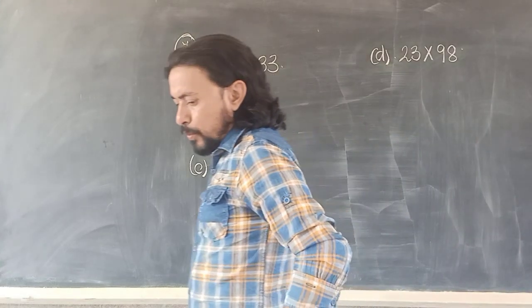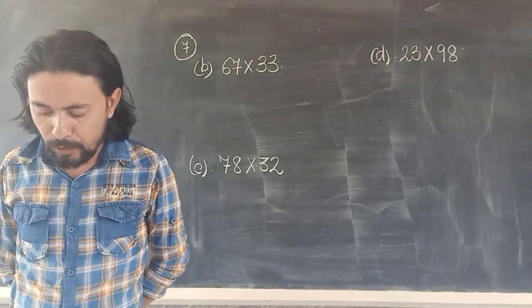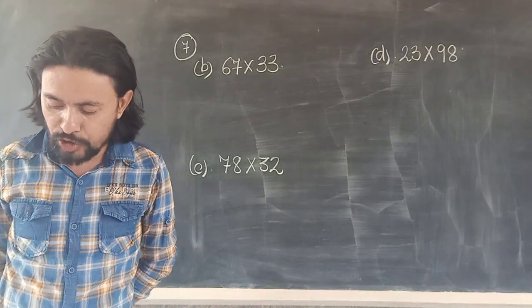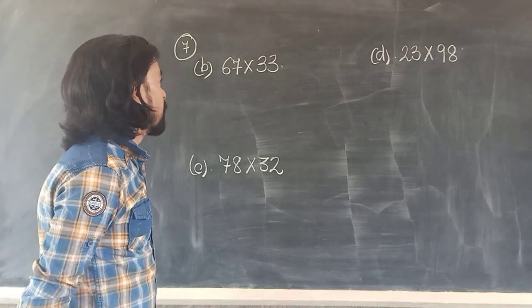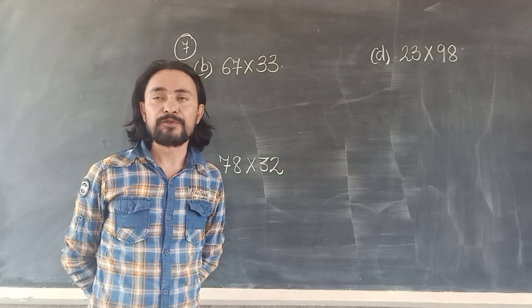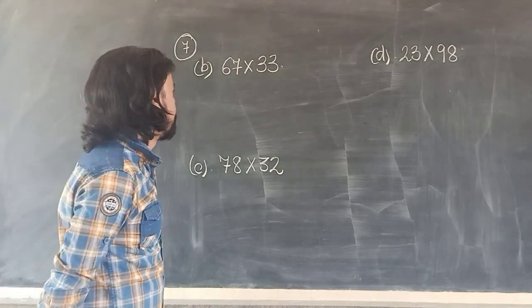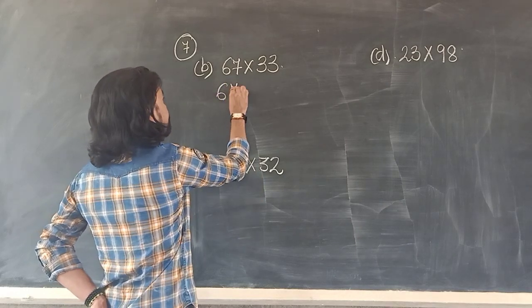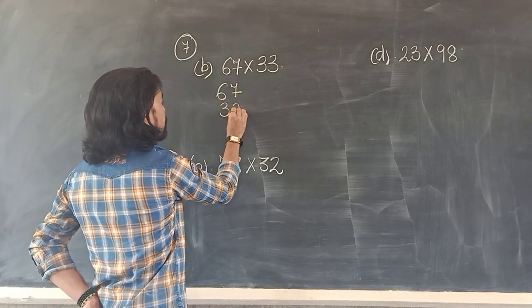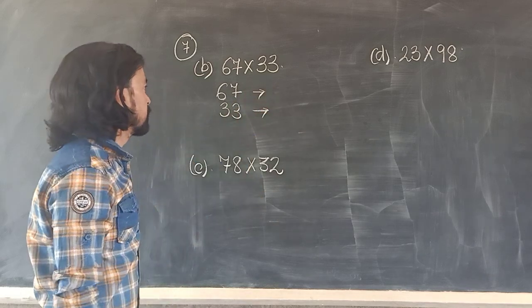We now come to the next sum, that is sum number 7, and it says estimate the following products by rounding off each number to the nearest tens. Rounding off each number to the nearest tens, we have to find the product, and in mathematics, product means multiplication. So, first I take down 67 and I take down 33. I make arrows and first I round them off.